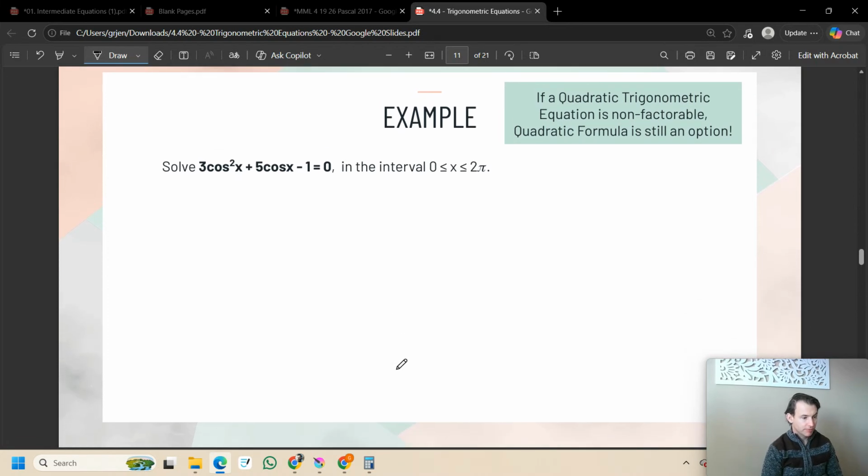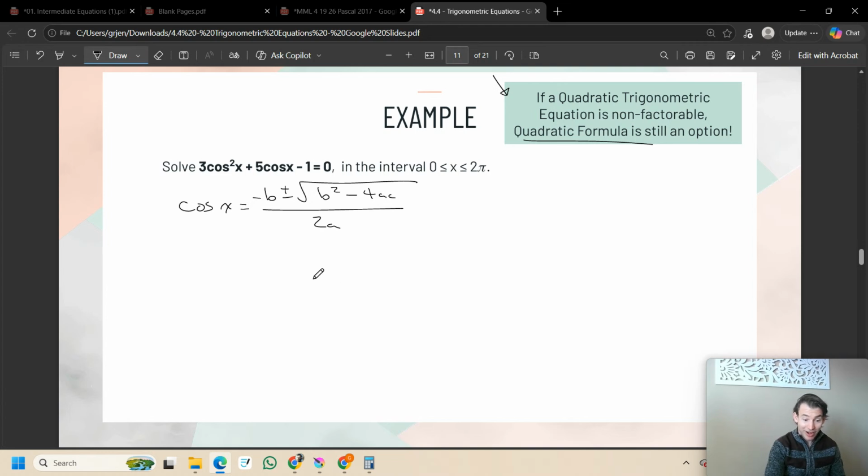How about this one? If a quadratic trigonometric equation is non-factorable, we can still use the quadratic formula. But here is where I would really recommend you use a substitution, because you might get confused. I might get confused. I could go ahead and write here cosine of x is equal to negative b plus or minus the square root of b squared minus 4ac over 2a. I could do that straight away. This is correct.